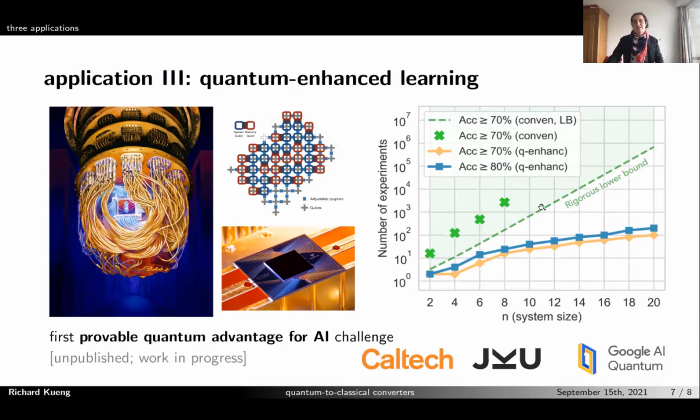And this dashed line tells you that every procedure that uses a quantum to classical converter followed by a classical protocol has to be above this line. And lo and behold, these green crosses are exactly what you would get if you would take our quantum to classical converter and combine it with a semi-decent classical machine learning model. Way above the curve, as it should be. Now, what's interesting is what are the points below, right?